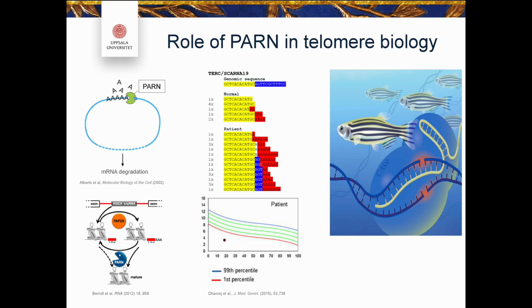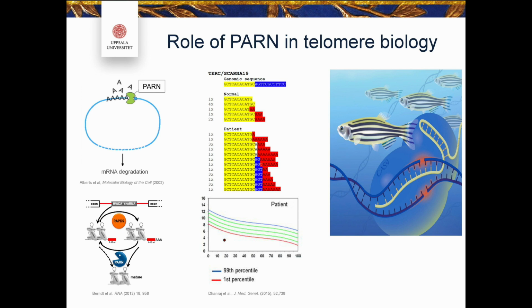PARN is one of the major mRNA deadenylation enzymes. Biochemically, it is well characterized, but the physiological relevance is not clear. The unique property of this enzyme is that it is present in both the nucleus and cytoplasm. In the cytoplasm, PARN is found to be involved in the removal of the poly A tail by binding with both the 5' cap and 3' poly A tail of the mRNAs.